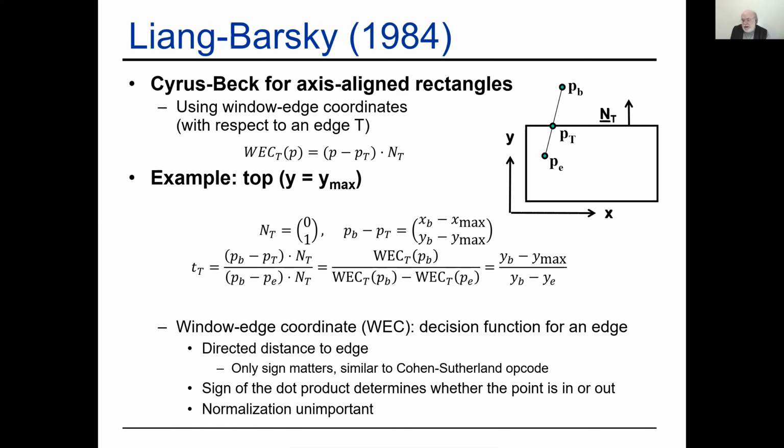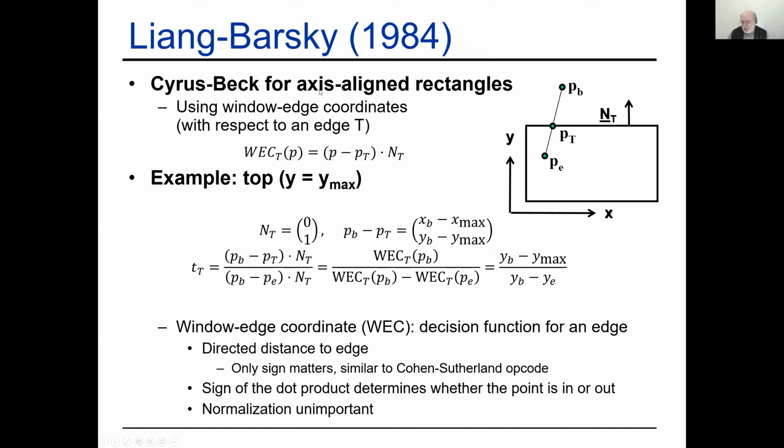Another approach to clipping is from Liang and Barsky in 1984. And essentially it's a specialization of the Cyrus-Beck algorithm for axis-aligned rectangles. And it introduced the notion of the so-called window edge coordinates. It's just an abstraction of something we just looked at.